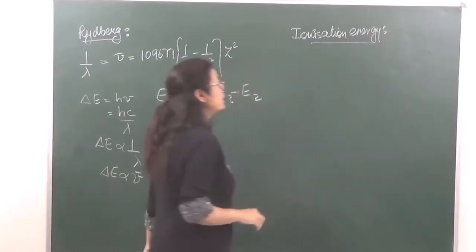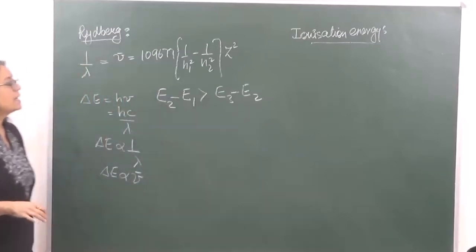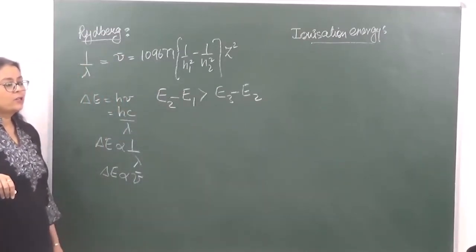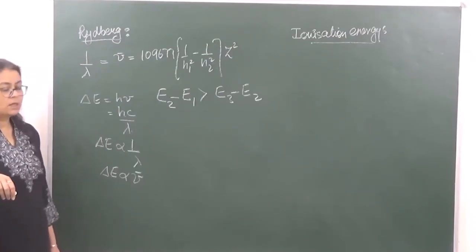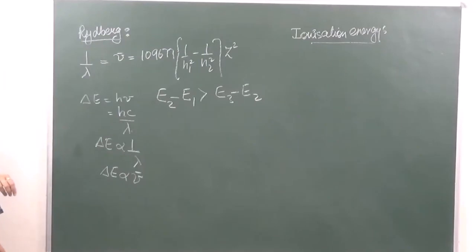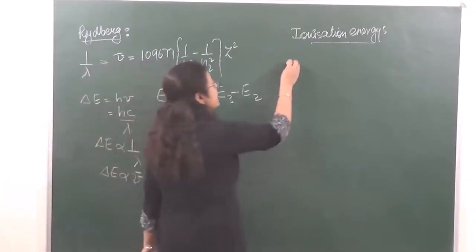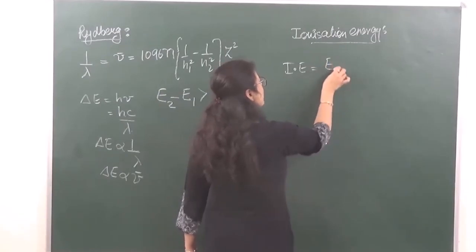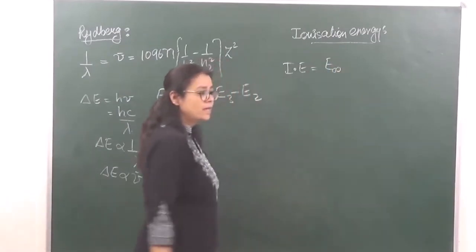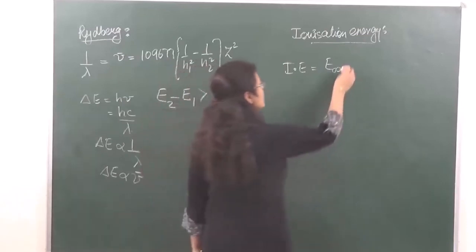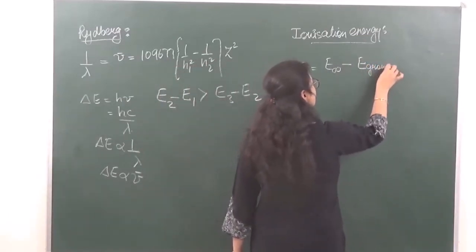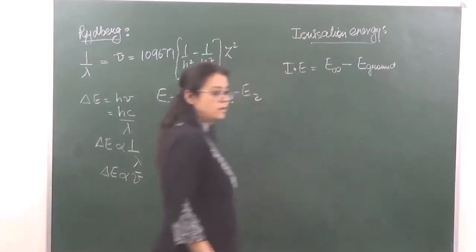Then the last topic over here, that is ionization energy. When we are talking of ionization energy, we know that ionization energy is the amount of energy required to remove an electron from any isolated gaseous atom. So we say that ionization energy is equal to energy of the electron at infinity minus energy of the electron in ground level.